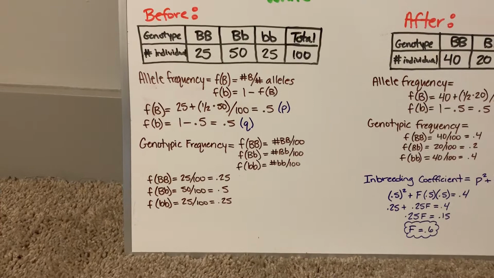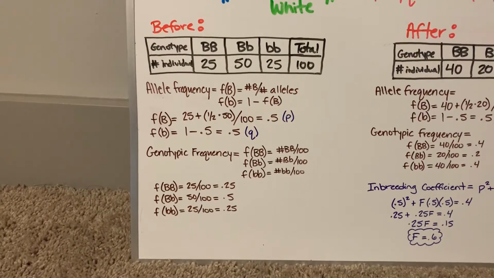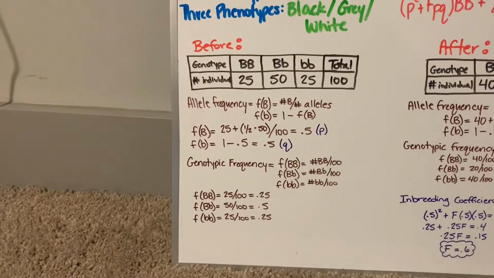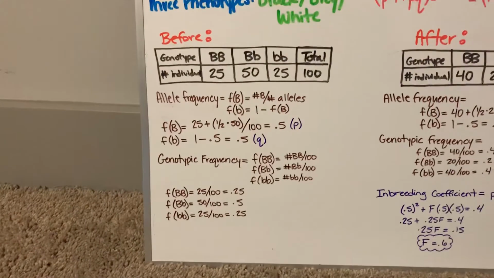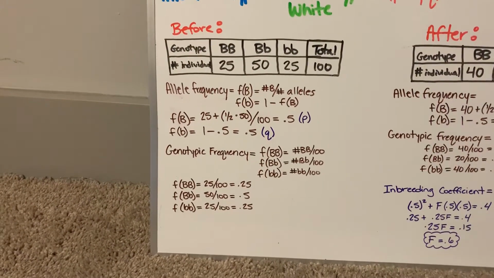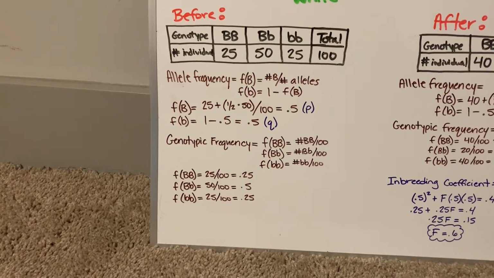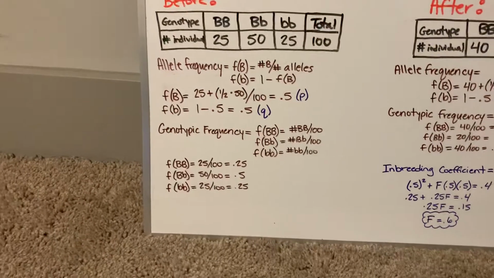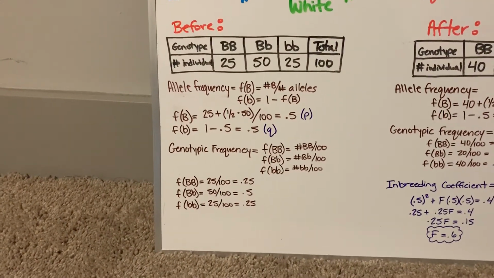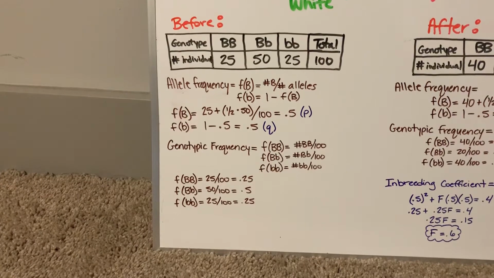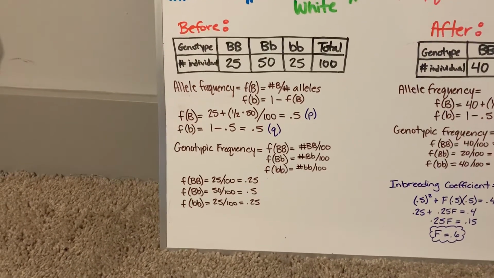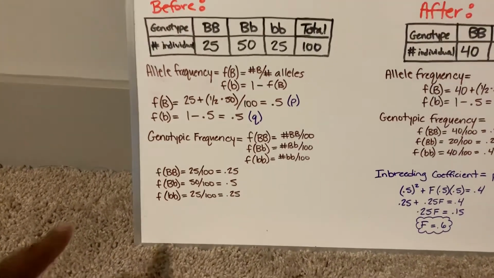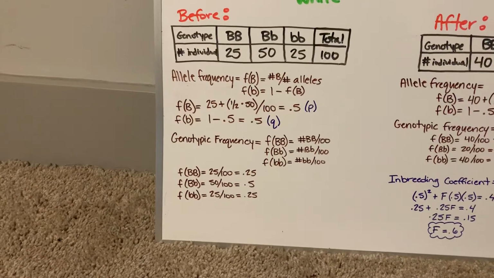For the allele frequency, to find the frequency of the big B allele, you take all of the homozygous dominant number and then half of the heterozygous, because there's one of each allele, and then divide by the total number of alleles. So that would be 25 plus half of 50, divided by 100, which gives you 0.5. That's not only the big B frequency, but it would also be P. And then to get little b, you just subtract whatever you got for big B from 1, because they're always going to total up to 1.